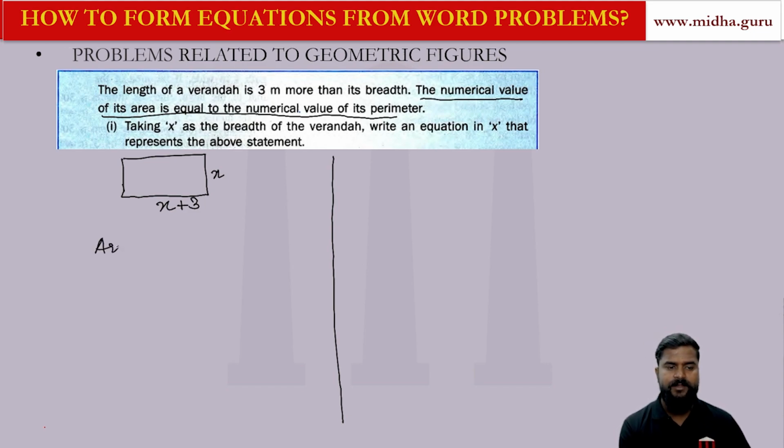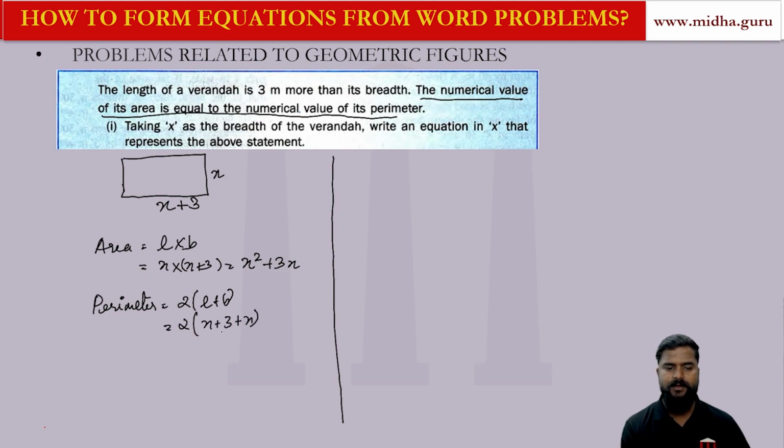First of all, let us see what the area will be. The area is length into breadth. So x into x plus 3, which you will get as x square plus 3x. And the perimeter is 2 times L plus B. So 2 into x plus 3 plus x. So 2 into 2x, which is 4x, and 2 into 3, which is 6.